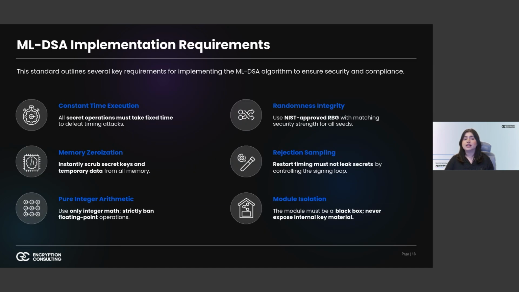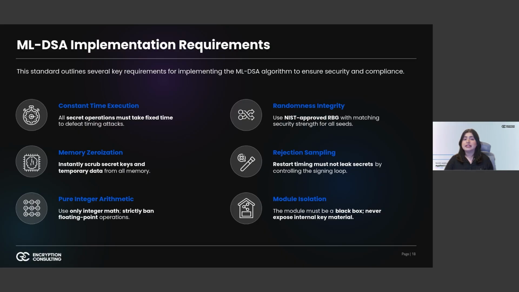ML-DSA is our main digital signature and it's incredibly fast. But to make it secure for the quantum era, the builders, the engineers writing the code, must follow these 6 implementation requirements. These requirements are all about closing the tiny, sneaky security gaps that hackers exploit. The stopwatch rule, or constant time execution, is the most critical requirement.